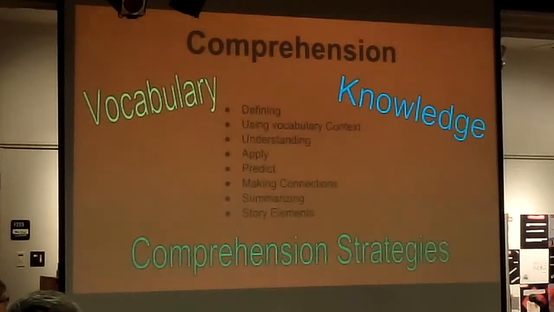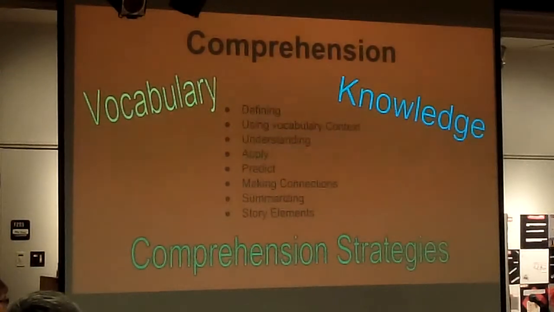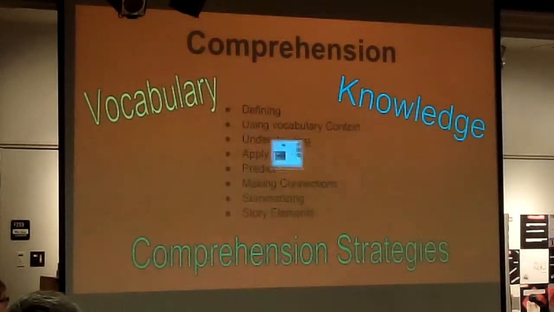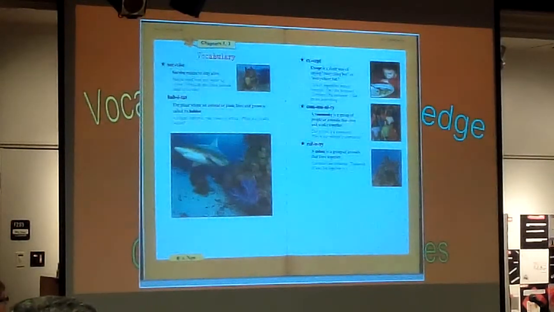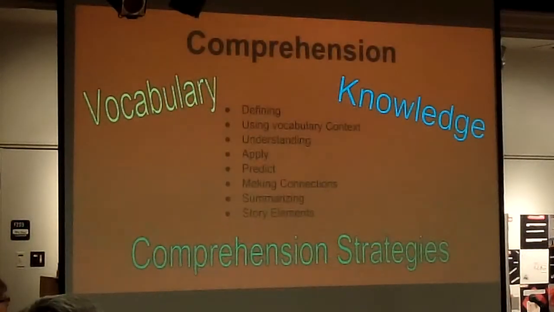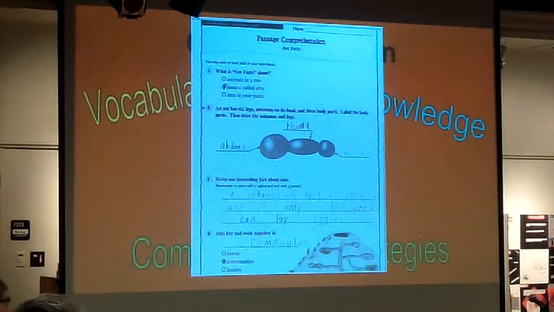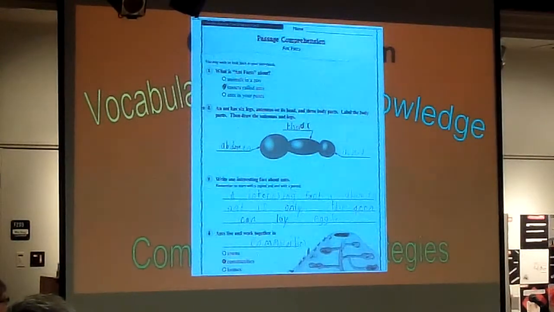Next is our comprehension, which is vocabulary, knowledge, and we work on comprehension strategies. Here are examples of our vocabulary. With every unit, we have multiple pages with vocabulary. As in Storytown, we work through describing it, using it in sentences, and how it relates to us. This is an example of one of the comprehension packages a student did.